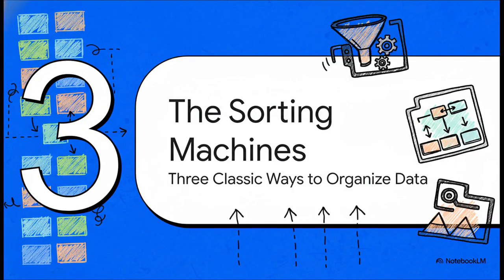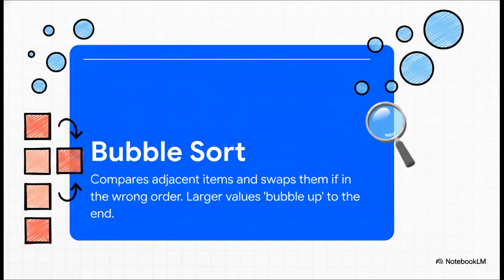So now we've got our building blocks ready to go. We have arrays to hold the data and the swapping action to move it around. With just those two things, we can now construct three totally different sorting machines, and each one has its own unique logic for getting the job done. First step is bubble sort.